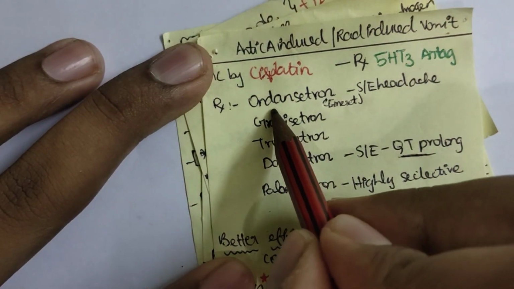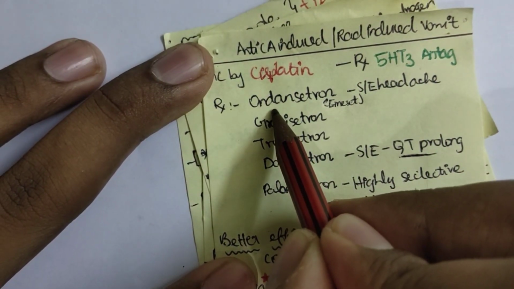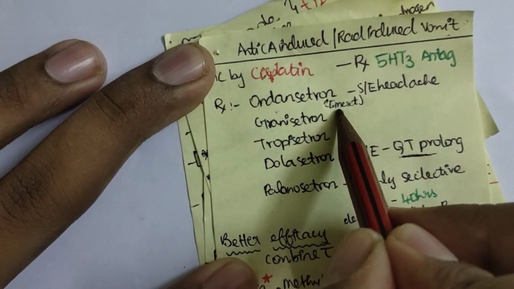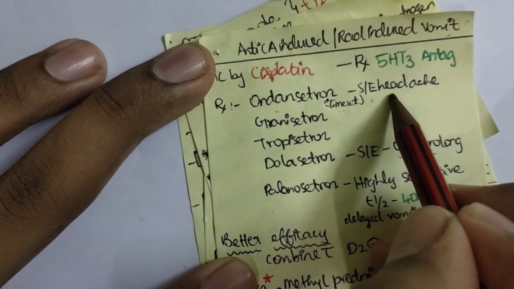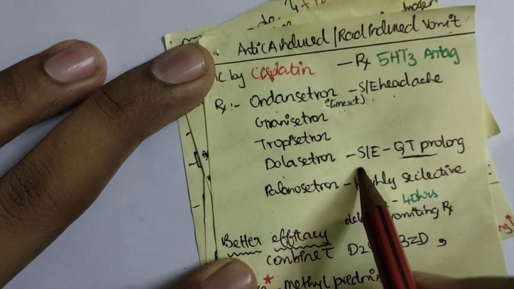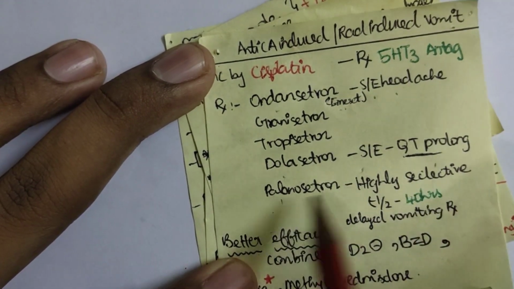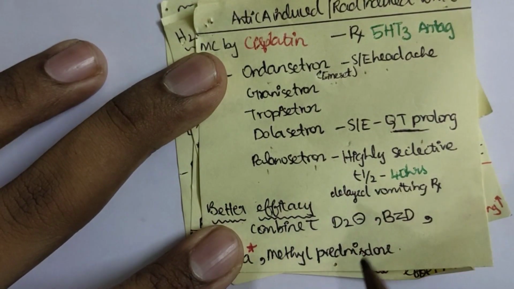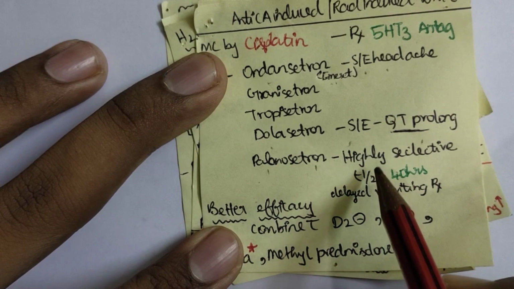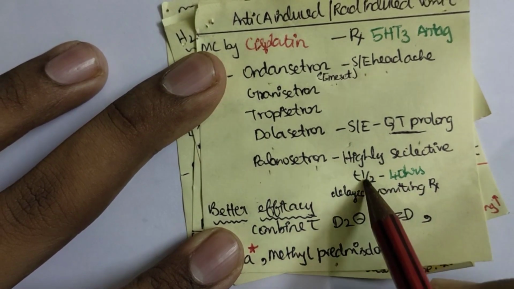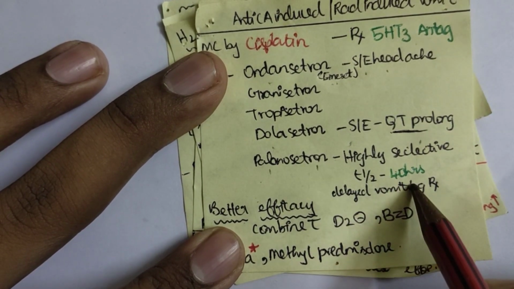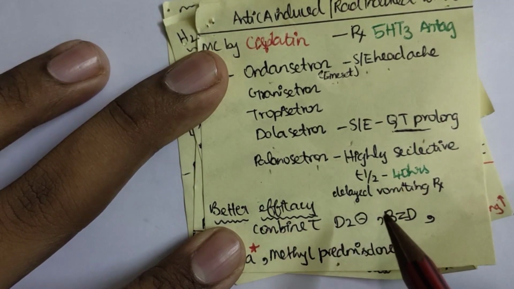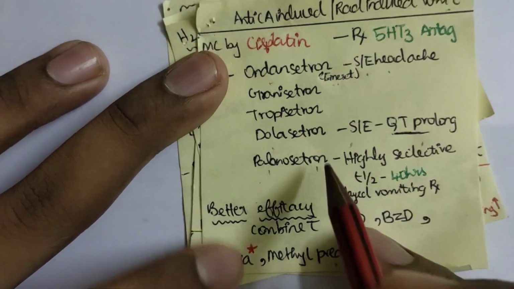Of this, the most common side effect of ondansetron, it's nothing but emetics. So it is the most commonly used name for ondansetron. So the side effect is headache. For dolasetron, the side effect is QT prolongation. For palonosetron, there is no important side effect, but it has a very highly selective action. So the T half is 40 hours. So it is used as a treatment for delayed vomiting.